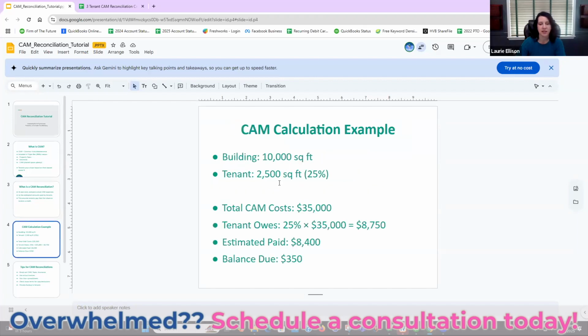So we're going to use this example. I changed the percentages a little, so we're going to go and do this in a minute.